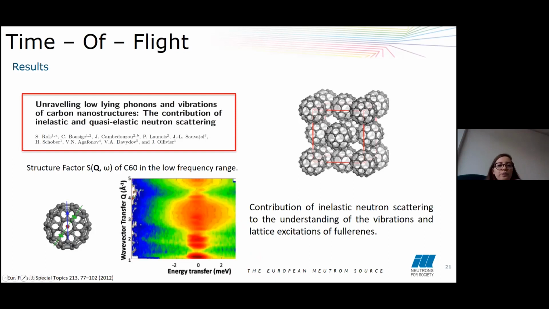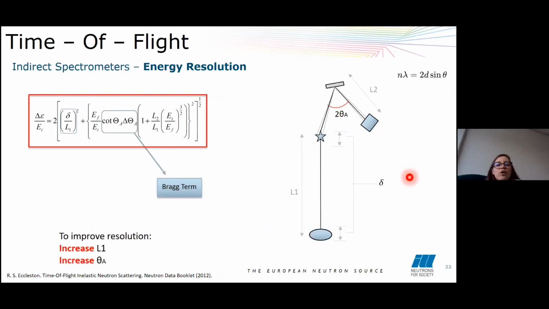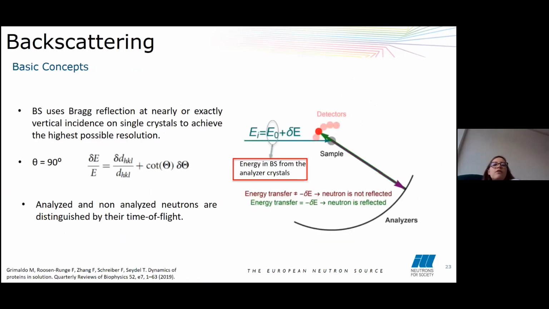Okay, so now, let's go back one slide. I said that analyzing this formula, by reducing the term related to Bragg's contribution, we would improve the energy resolution. So that's exactly the principle that we're going to see now with backscattering. So the purpose of backscattering is to achieve higher energy resolution.